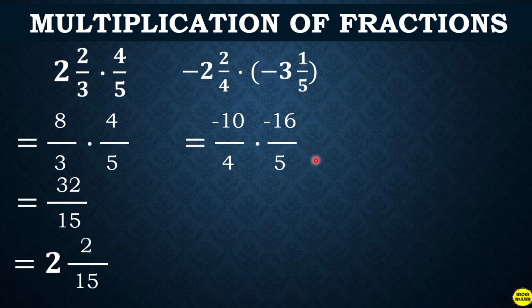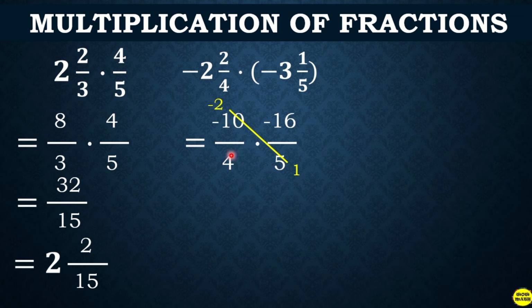Just copy the denominator. So, we now have negative 10 over 4 times negative 16 over 5. Okay, so we can cancel. Pwede tayo dito mag-cancellation. Okay, so negative 10 and 5. So, we will have negative 2 and then positive 1. Bakit? 5 divide 5 is 1. Negative 10 divide 5, that is negative 2.